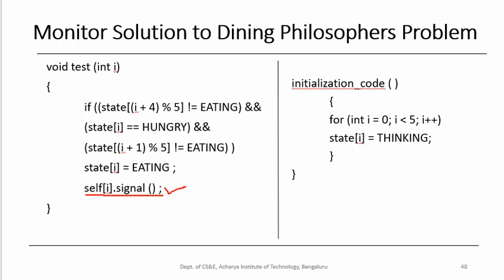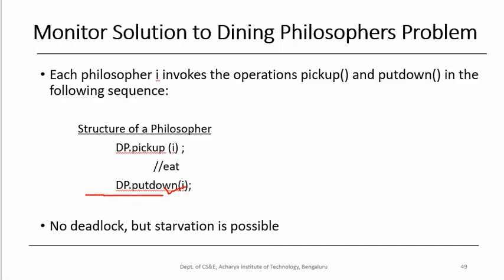Okay, this is the deadlock free solution to the dining philosopher problem. Why have we avoided deadlock? We have not allowed the philosophers to pick up one chopstick and wait. If they have to eat, then they have to pick up both the chopsticks. If either chopstick is not available, they have to wait till that chopstick is released by the neighboring philosopher. That's the solution, and there is no deadlock.